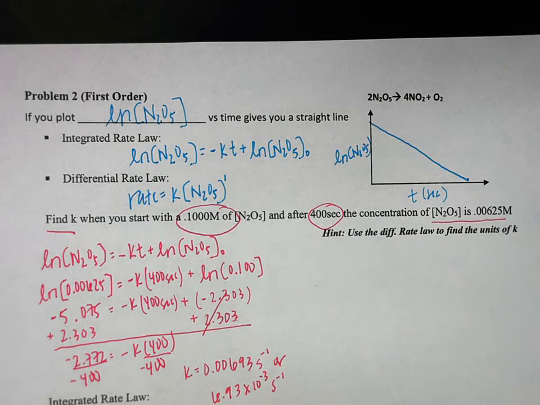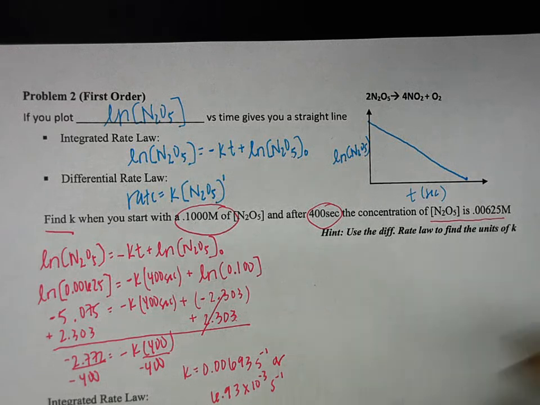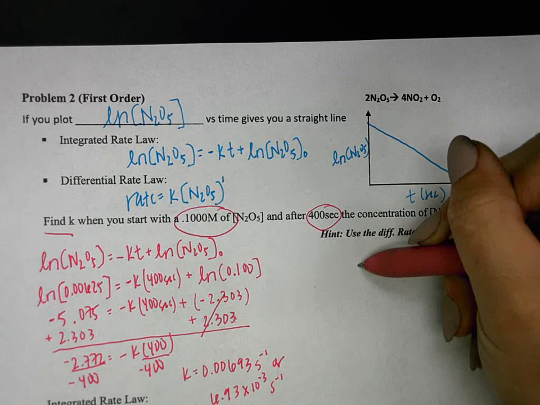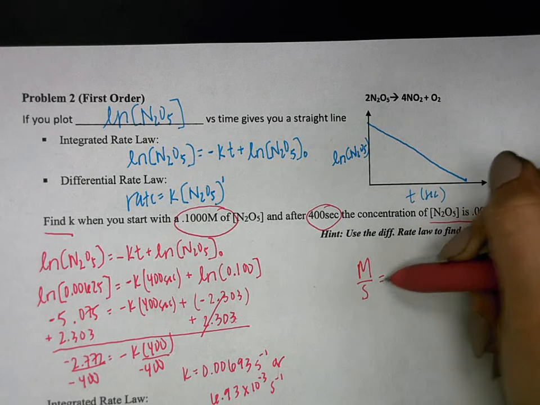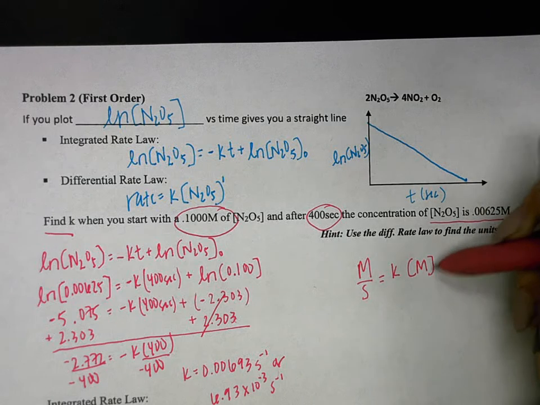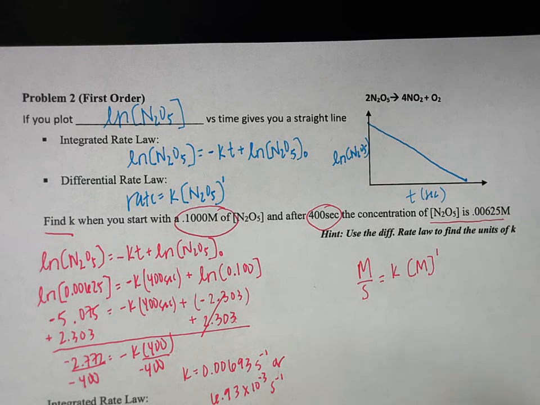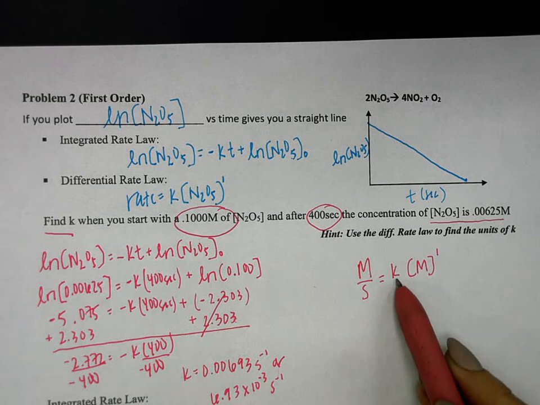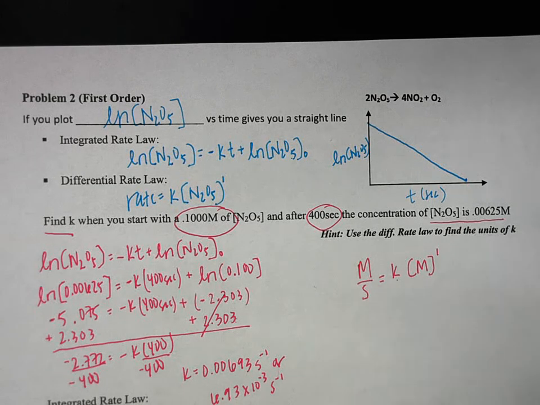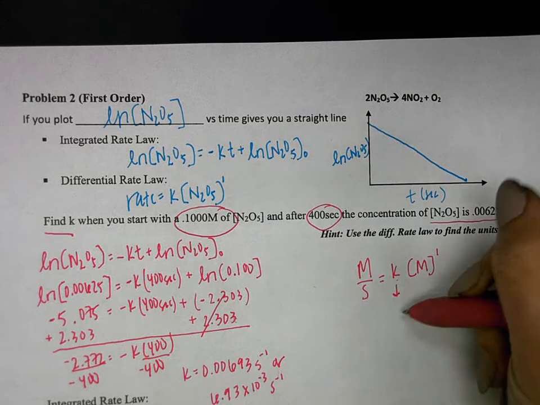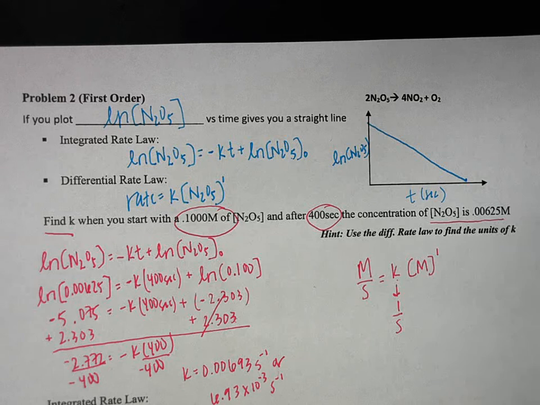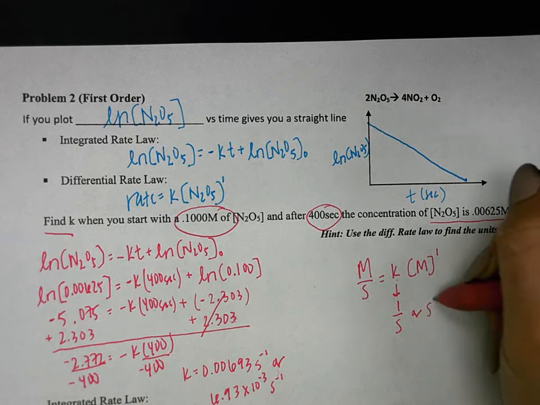Okay, and then how do we get those units? We know we're first order, so it's nice to use your differential rate law. We know the rate is always molarity per second equals k, and if it's first order, we have molarity raised to the first power. So what units would k have to be so that when you multiply the two, you get molarity over seconds? Well, it would have to be 1 over seconds. So 1 over seconds times the molarity would give you molarity per second, or seconds to the negative 1.